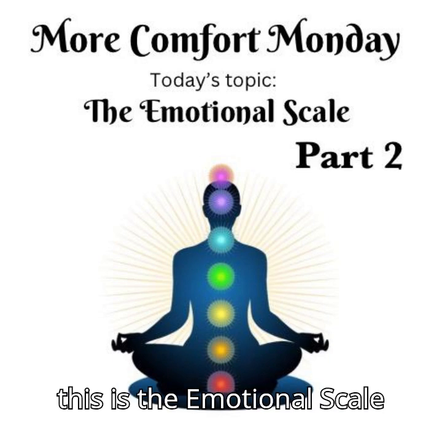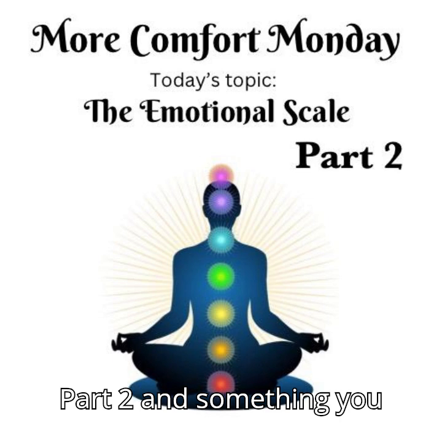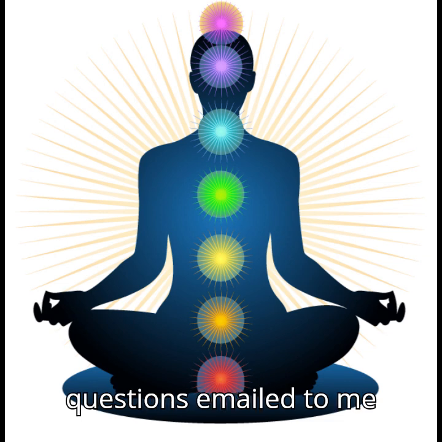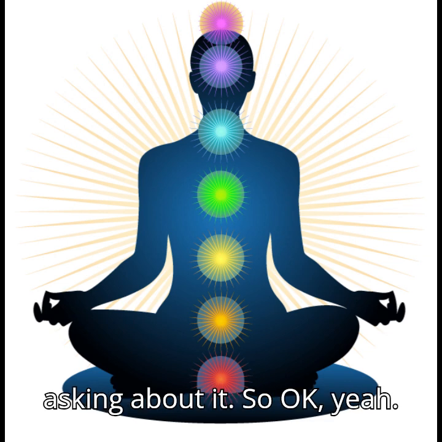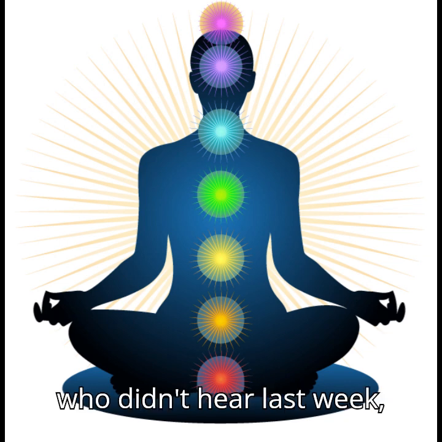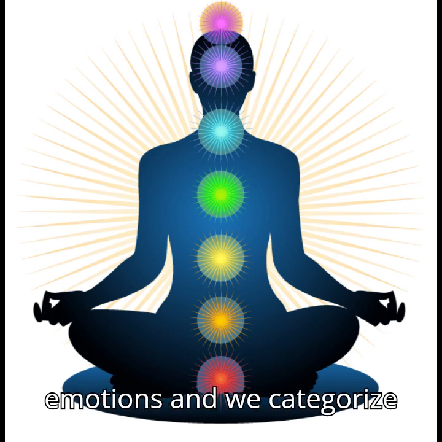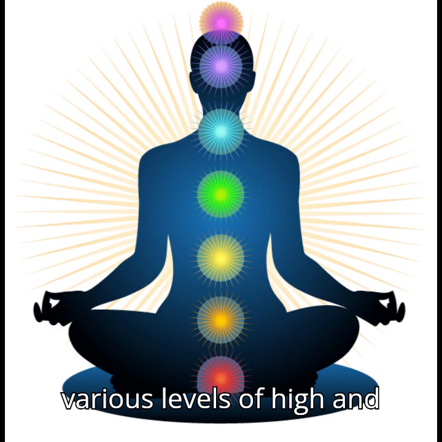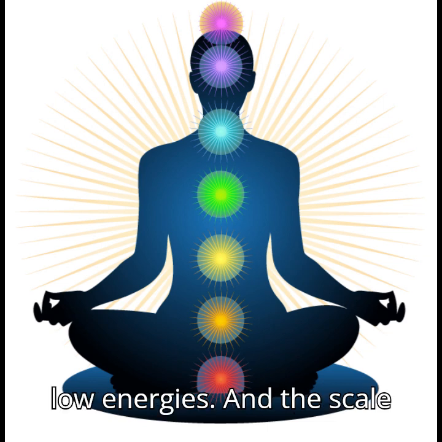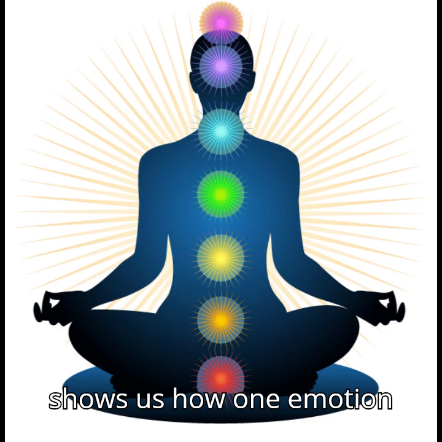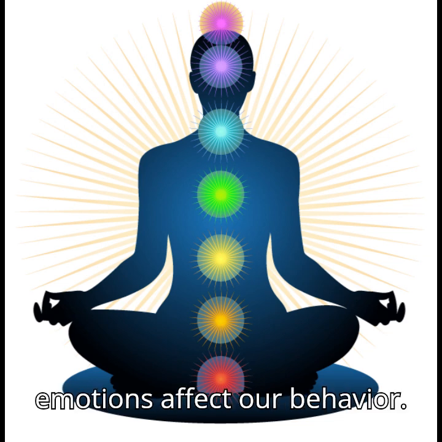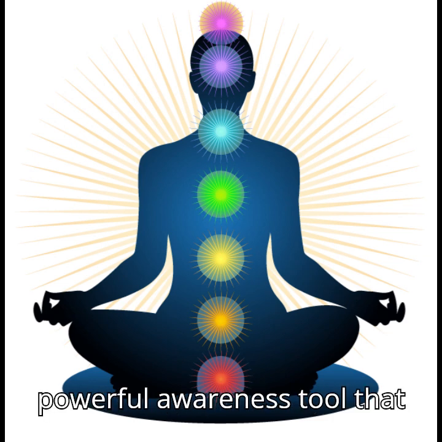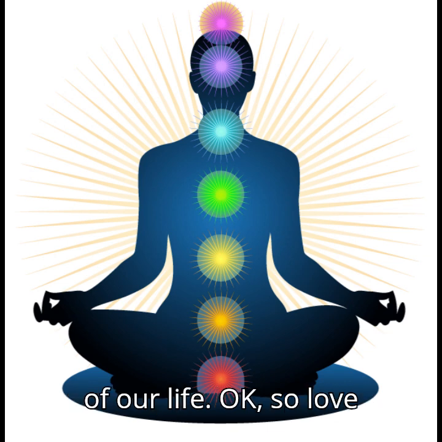And Diane, this is the emotional scale, part 2, and something you wanted to continue. We had a discussion last week. Yeah, because I had lots of questions emailed to me asking about it. So, just as a recap for anyone who didn't hear last week, human beings have a range of emotions, and we categorize these into an emotional scale, which places emotions at various levels of high and low energies. And the scale shows us how one emotion leads into another and how emotions affect our behavior. And understanding the emotional scale and the accompanying behaviors is a powerful awareness tool that will help us in all aspects of our life.